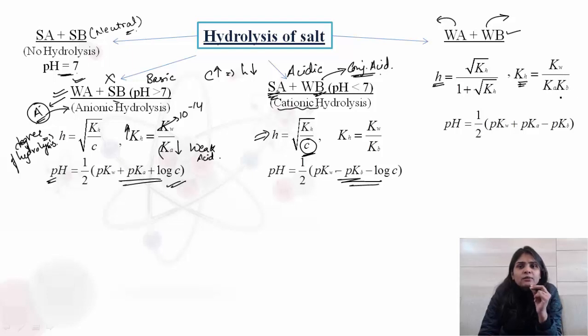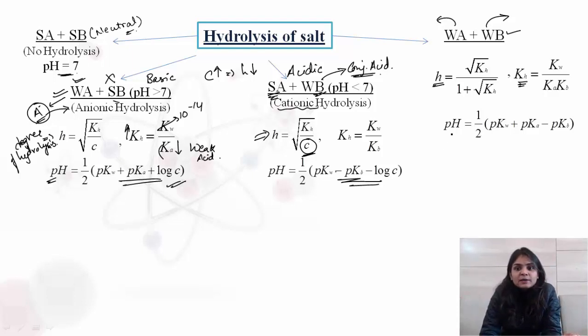Now I can tell you a very simple trick to remember all the formulas. When you have a weak acid, Kh is equal to Kw by Ka. When you have a weak base, Kh equals Kw by Kb. And when you have both weak acid and weak base, Kh will be Kw upon Ka into Kb. Clear? So you can relate all of them.